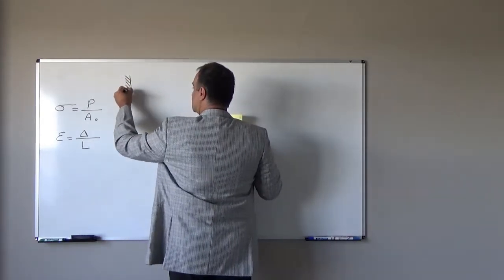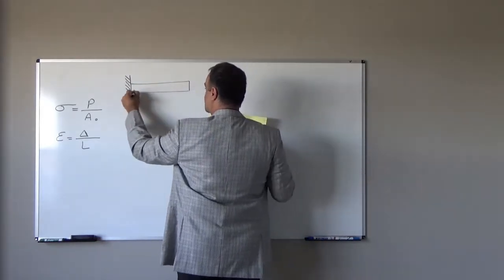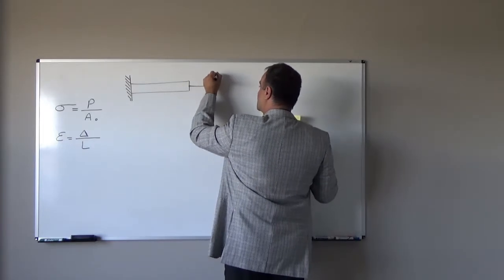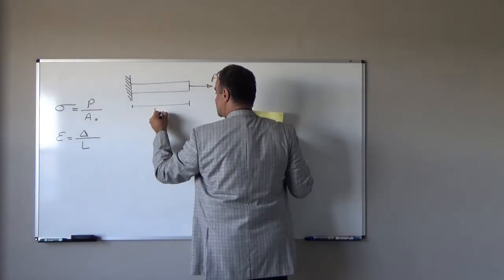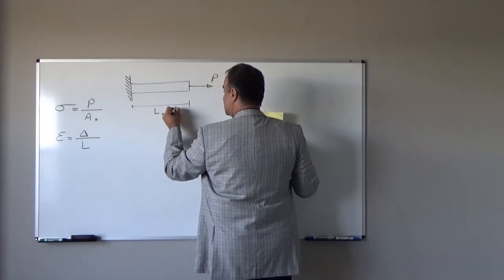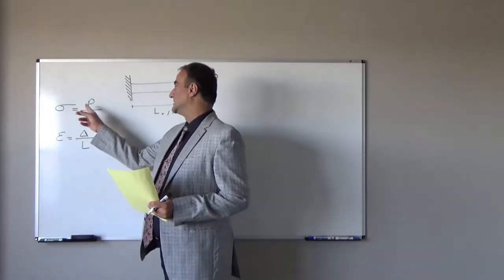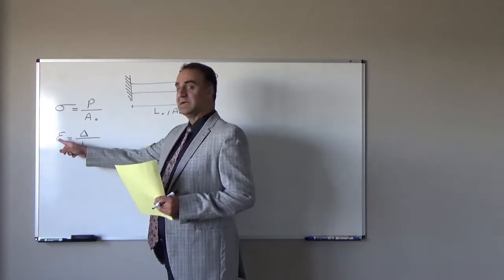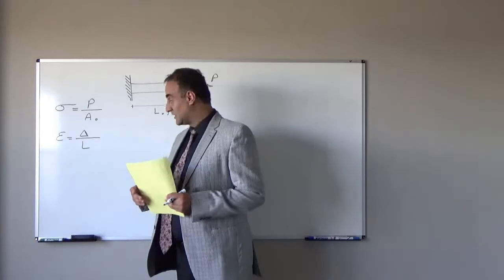Let's again draw our example. Assume we have one rod. We apply tension force in the centroid of the section. The initial length, for example, is L0, and the initial cross-sectional area is A0. In that case, stress will be force divided by initial cross-sectional area, and strain will be deformation divided by initial length.